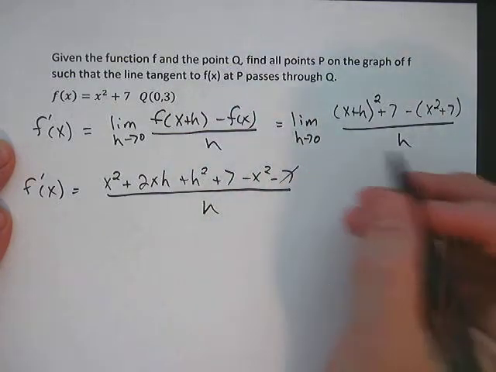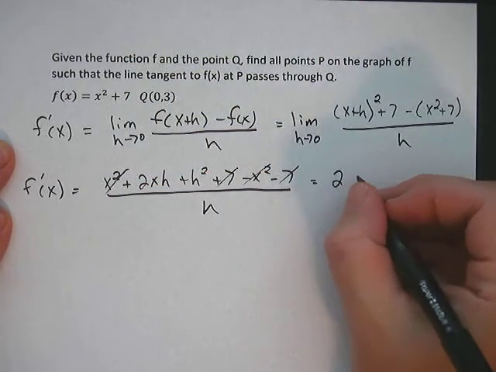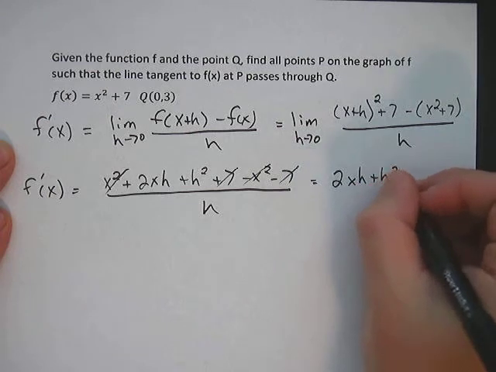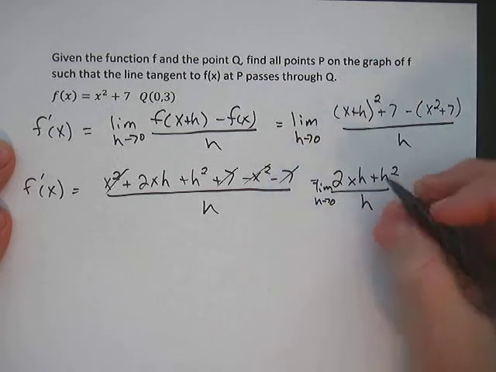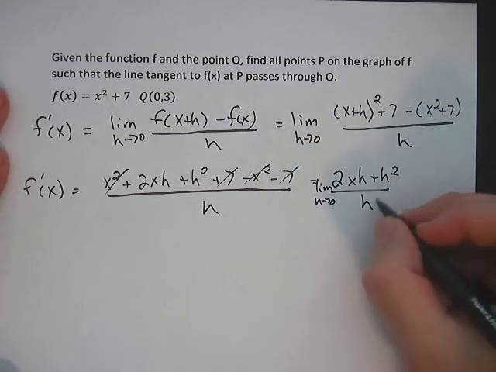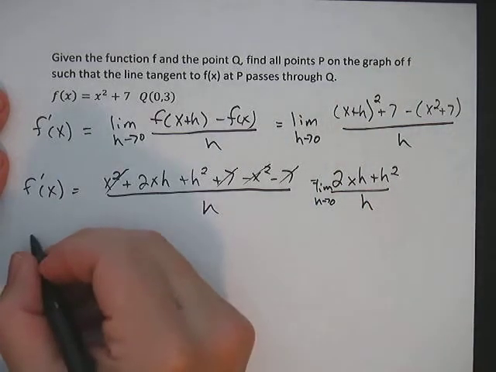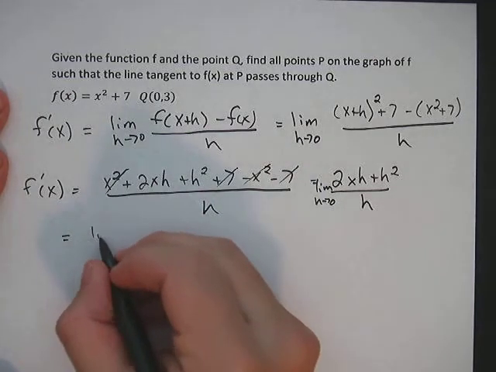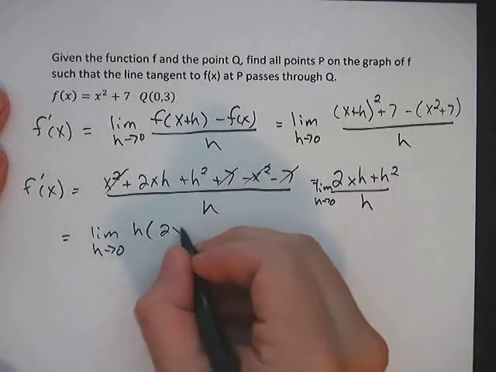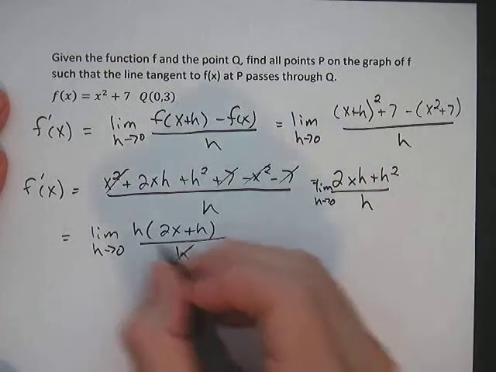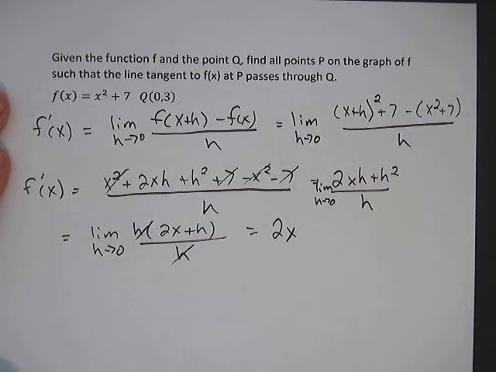Let's see, we can cancel out some things here, which would give us 2xh plus h squared over h. I should go ahead and write the limit there because we haven't actually taken it yet. But we can reduce it one more time: we can factor out an h and reduce it with the h on the bottom. So that is the limit as h approaches 0 of h out front, 2x plus h, over h. Reduce those and plug in the h, we get 2x because the h goes to 0. So the derivative is 2x.